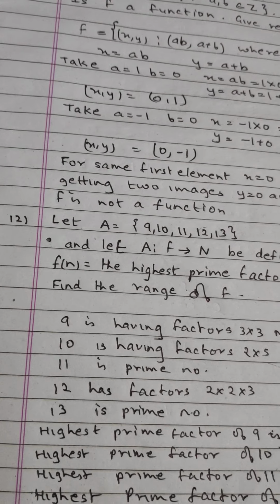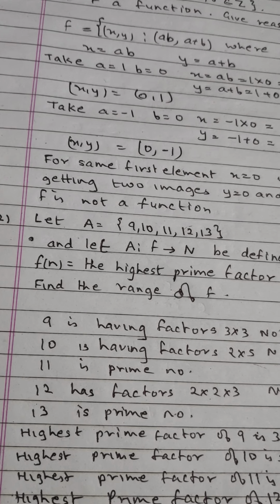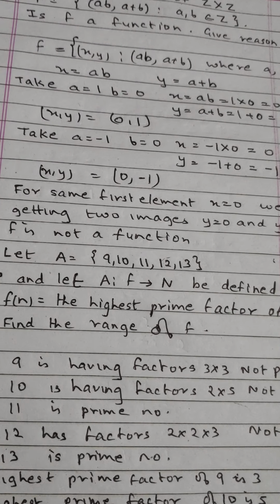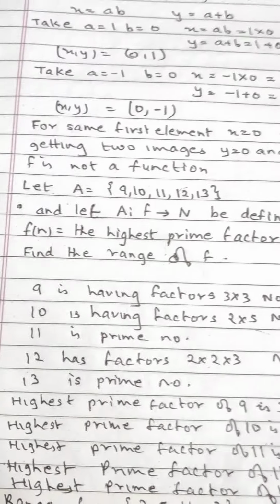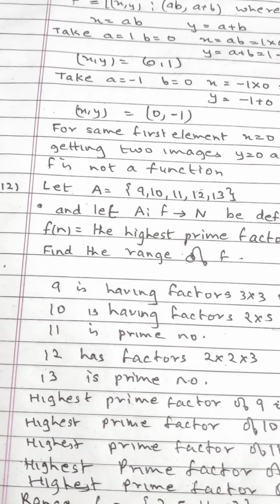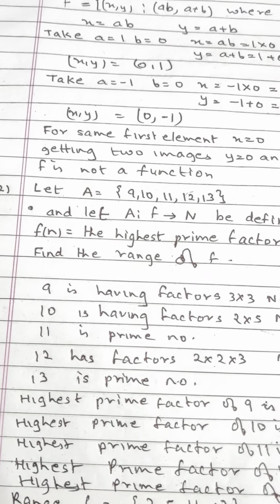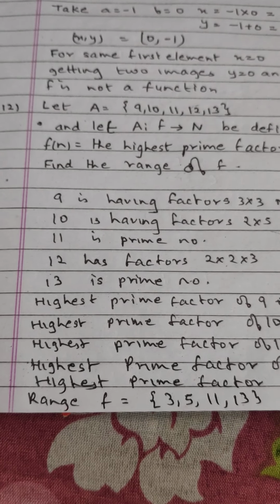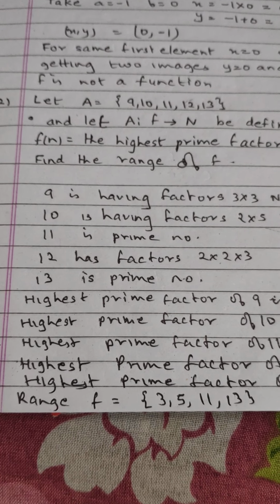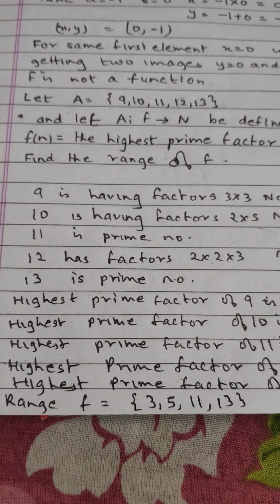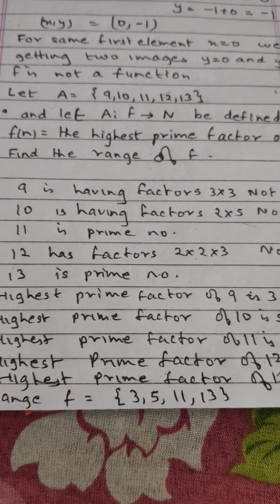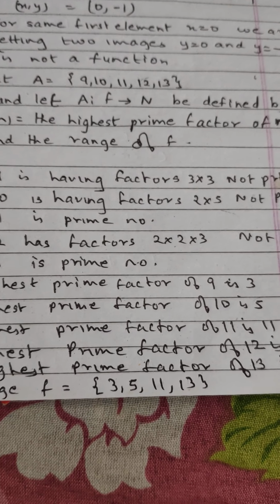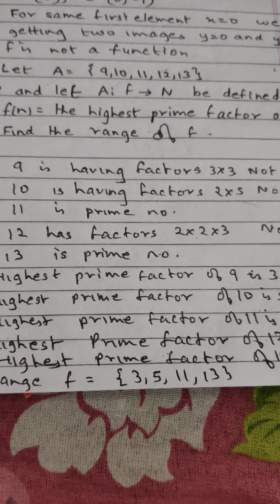Question number 12. Let A is equal to {9, 10, 11, 12, 13}, and let f from A to N be defined by f(n) is equal to the highest prime factor of n. Find the range of f.